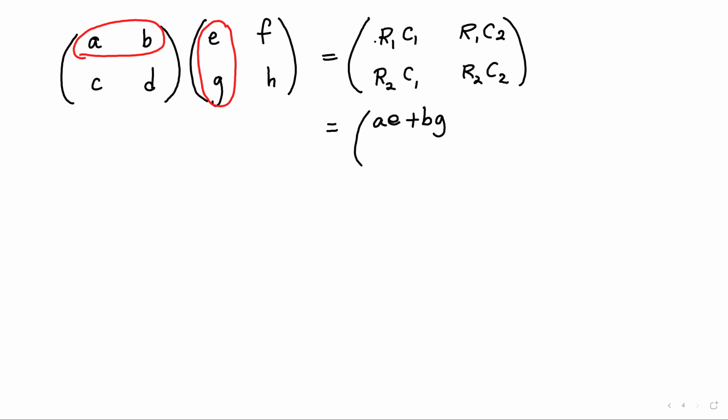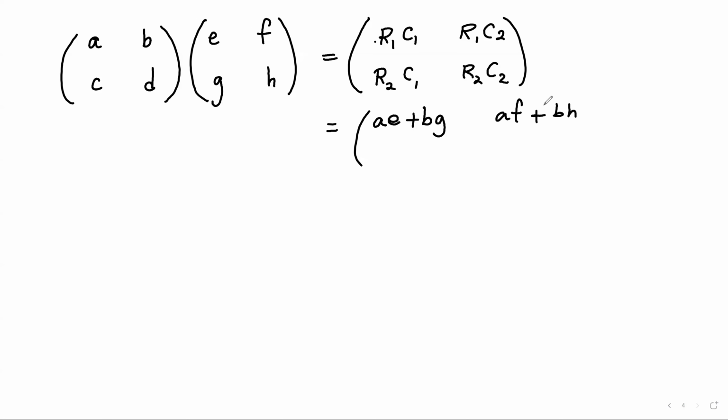Then your other term in the same row, row 1, column 2 now, would be row 1, again A and B, multiplied by your column 2 terms in your second matrix. So it'll be A times F plus B times H.